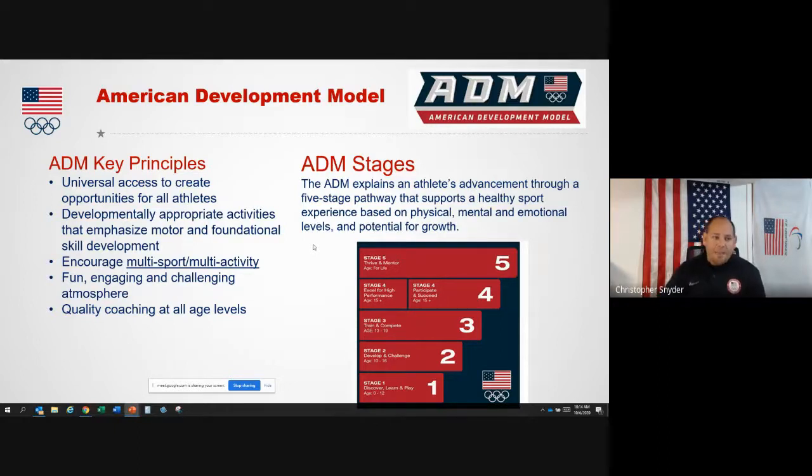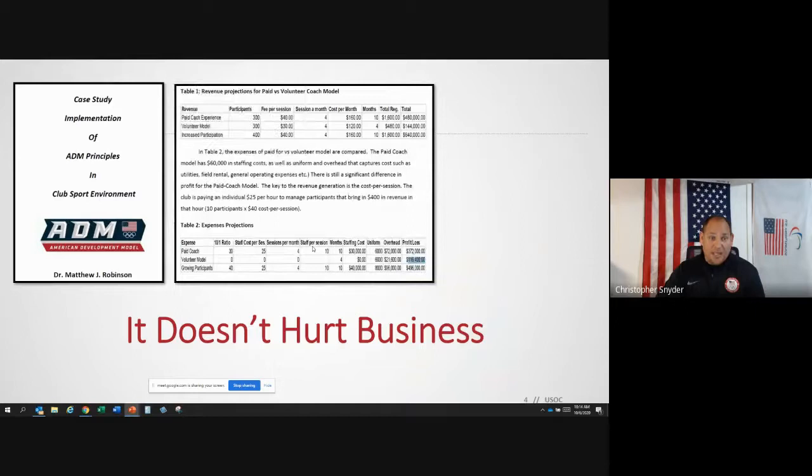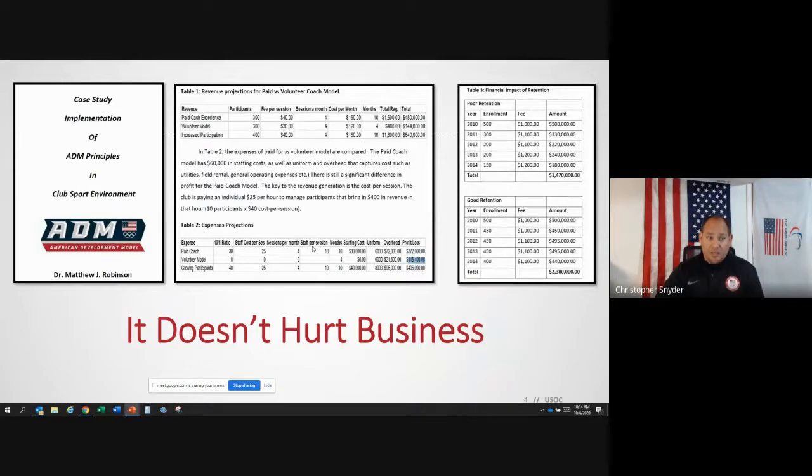So the ADM model is here to kind of encourage all sports to have a visual model, to let kids progress up the food chain as they need to, and have these 5 core principles. We've also done business case studies on this, looking across all sorts of sports and different clubs to realize this does not hurt business. It's kind of the obvious economics of the whole thing. If you keep more kids playing, you're going to make more money.